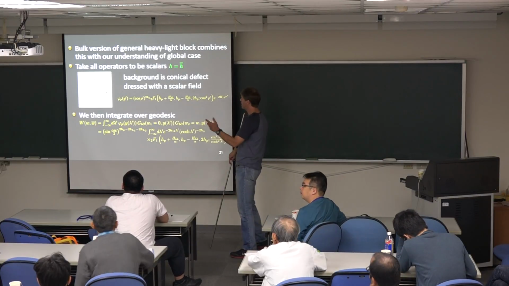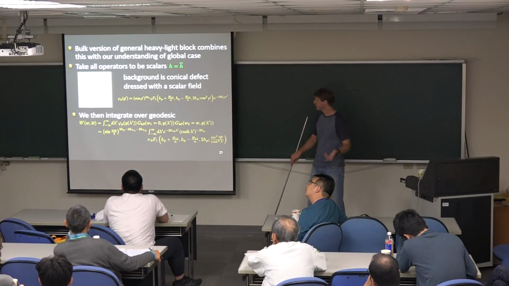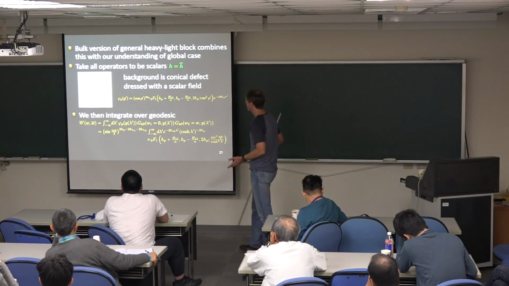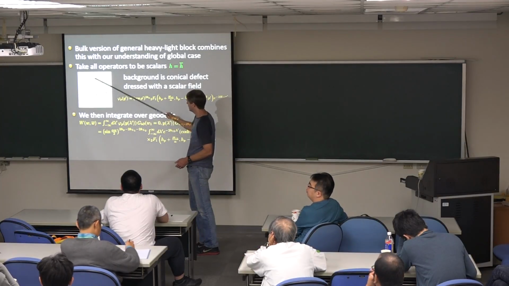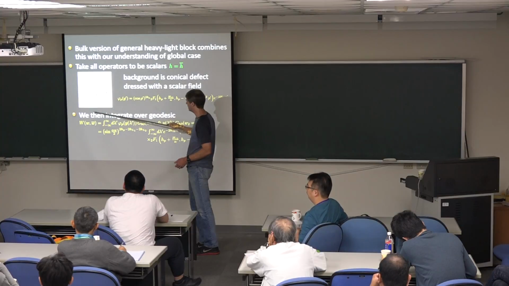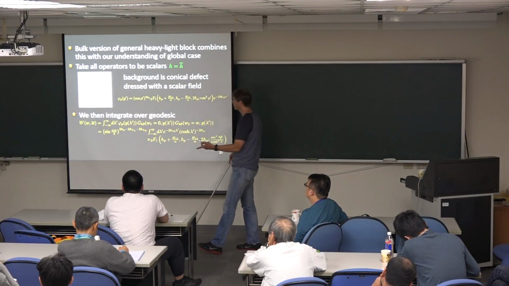So we combine what I just said with the previous picture of global conformal blocks. And okay, so what do we have? Now, again, we have these heavy operators sitting in global AdS. There's some world line there, and they're creating a conical defect.